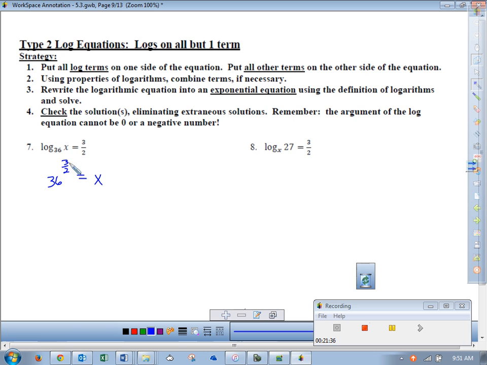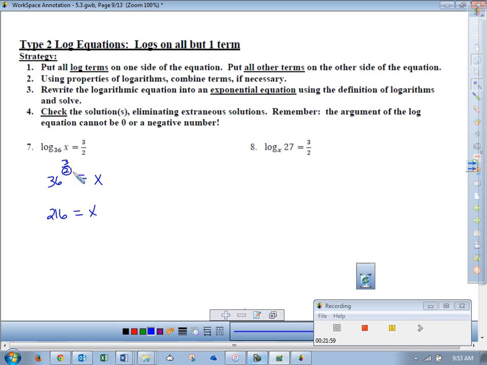Power over root. Yes, you can punch that stuff in your calculator. You can punch 36 to the 3 halves power and it'll give you an answer, but it means you want to do the second root. What's the second root of 36? 6. Then raise it to the third power. 6 cubed is 216. Equals x.